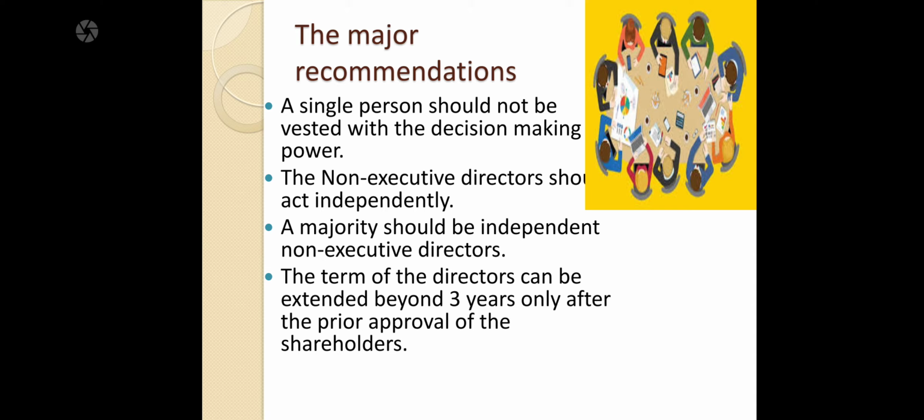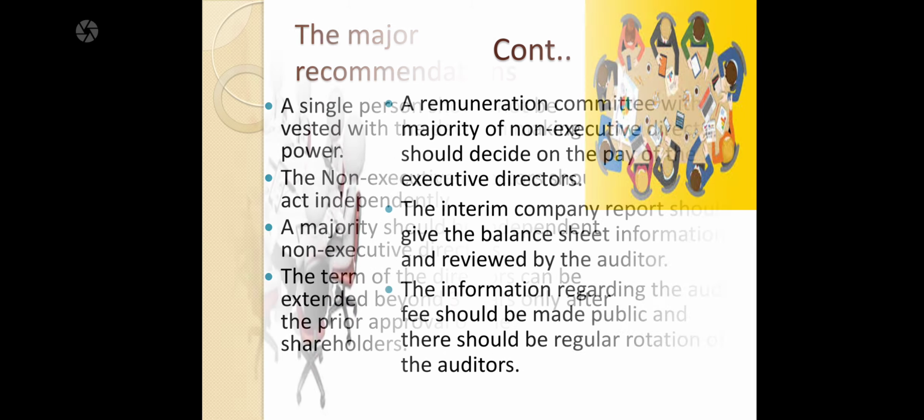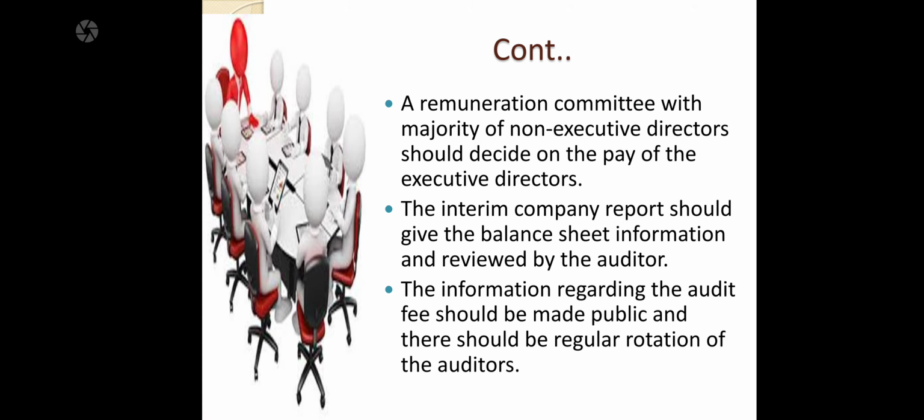The term of directors can extend beyond 3 years only after the prior approval of shareholders. So for directors or non-executive directors, as per the contract, it should be 3 years. If you want to extend, you should take approval from shareholders. And the remuneration committee of non-executives should decide on the pay of executive directors. The interim company report should give balance sheet information reviewed by the auditors. This is very important from a financial point of view. It should be reviewed on a timely basis by the auditors.